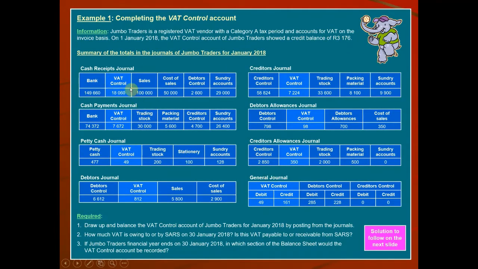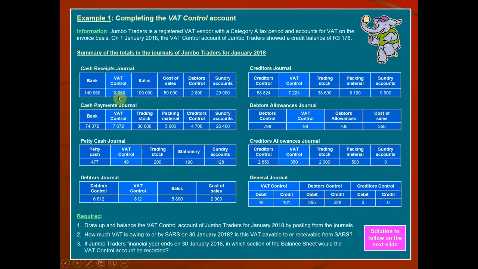So we are given now a summary of the totals of the journals of Jumbo Traders for January 2018. Now, it's not expected of you to draw up the journals. The only thing that you have to do is to be able, if journals are given to you, to in fact post it to the VAT Control Account. In fact, what happens in our journals, we just add in all of the journals a VAT Control column. So we have to post from that VAT Control column to the VAT Control Account.